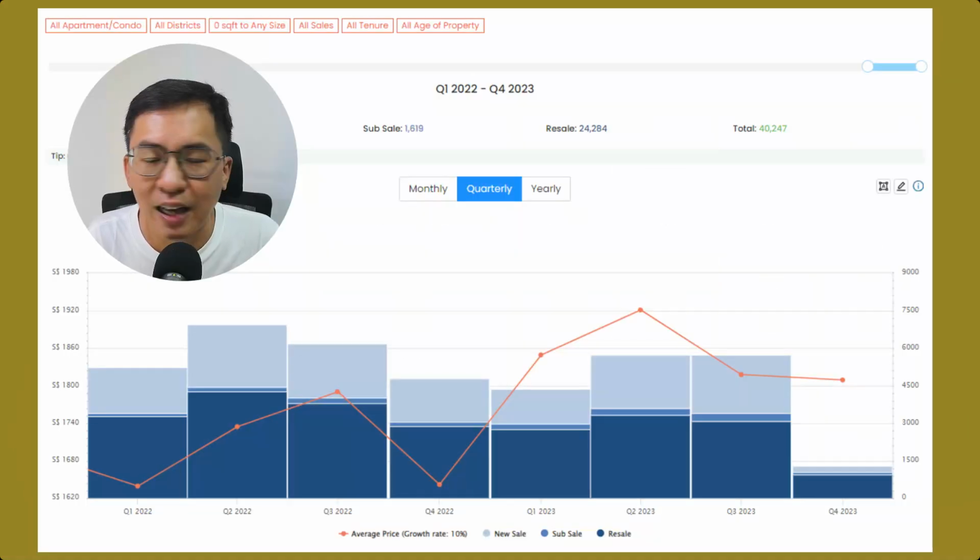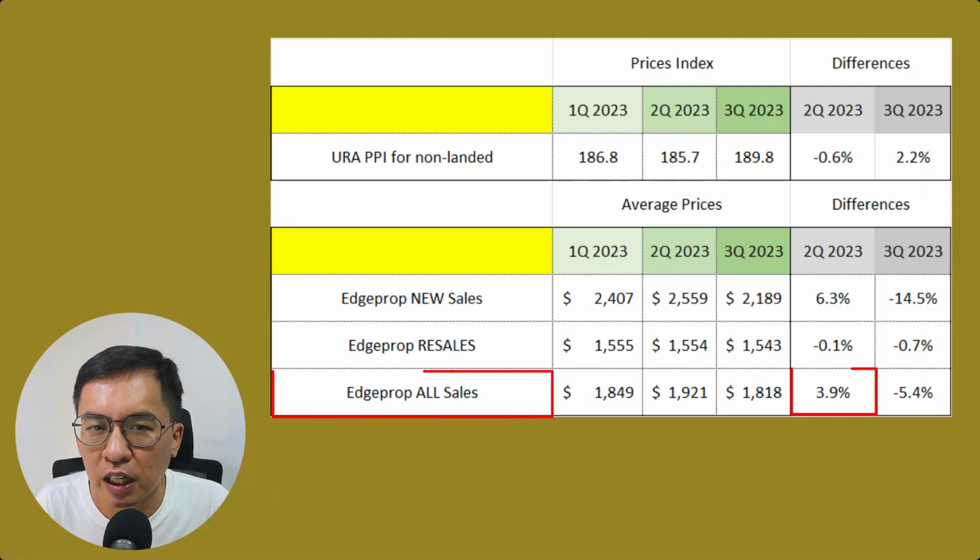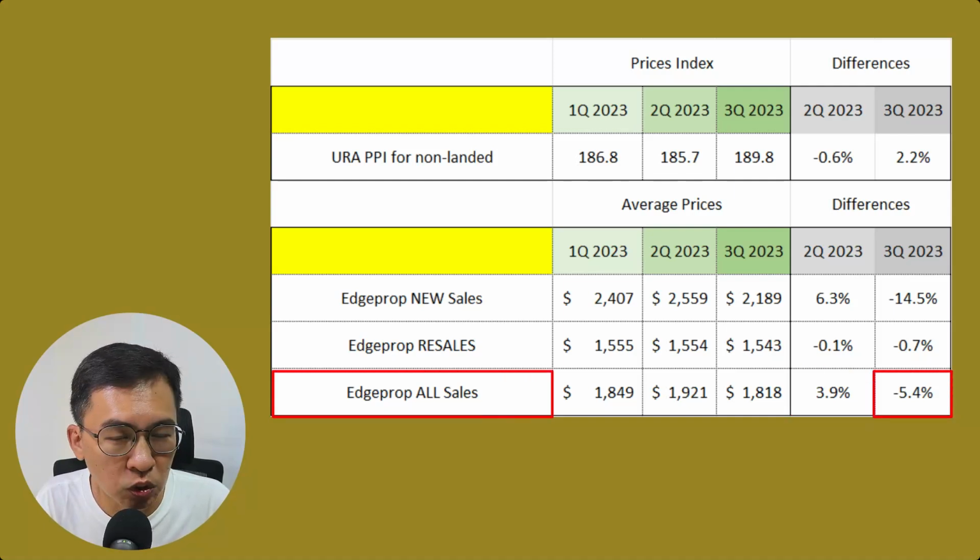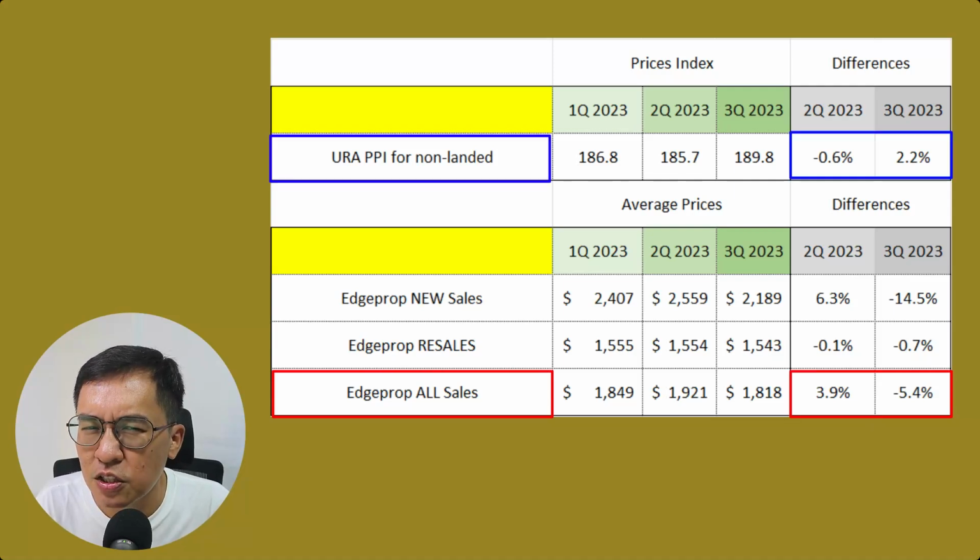For today's study, I decided to compare these numbers using HPROP data. Let me compare them on a quarterly basis. I've selected all apartments and condominiums transactions for all districts, all tenure, and all ages for our comparison. The results are pretty astonishing. From the first quarter to second quarter 2023, the data from HPROP increased by 3.9%. Then from second quarter to third quarter 2023, the data declined by 5.4%. This is a significant difference from URA data.